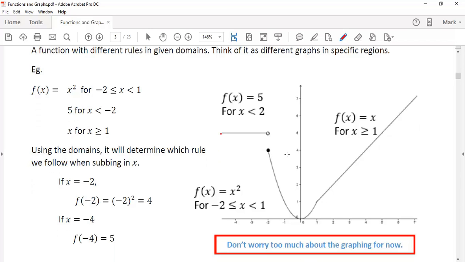If we wanted to find the y value, or the f(x), when x equals -2, that means we have to go and pick the correct domain. So -2 is in this first domain because it's less than or equal to -2. So that means you've got to follow the rule x squared. So f(x) equals -2 squared, and you get 4. Now when x equals -4, remember, that means x is around here. So it follows this rule, x is less than -2. So that means the y value, f(x), is going to be 5. So you have to pick the correct rule based on the domain for these ones.